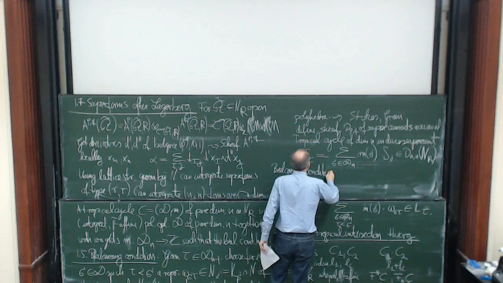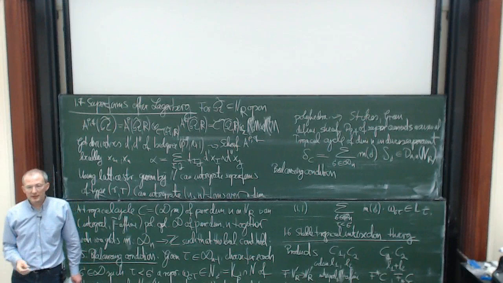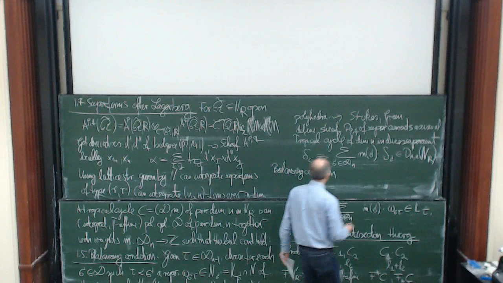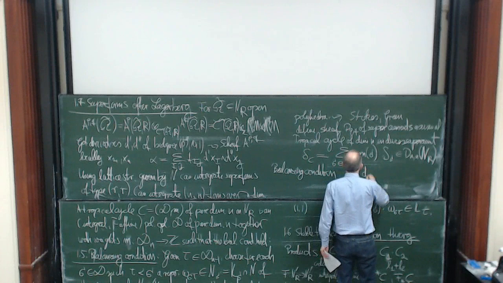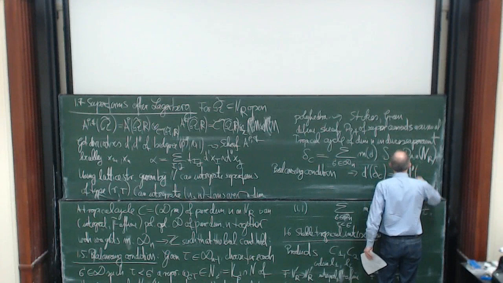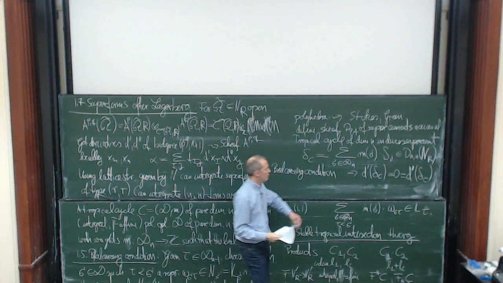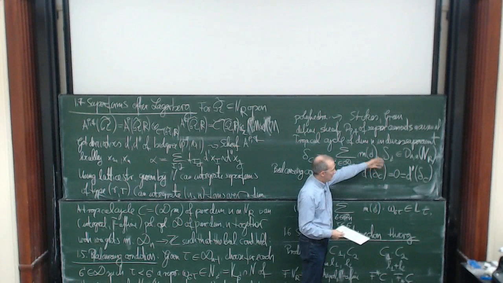And the balancing condition, one way of seeing the balancing condition is that it tells you that a tropical cycle does not really have a boundary. And you can see this in the sense that the balancing condition plus Stokes' formula implies that d prime of delta_C is 0, and that's also d2 prime of delta_C. Of course, in general, you would expect something coming from the boundary, but the balancing condition makes that you really get 0.